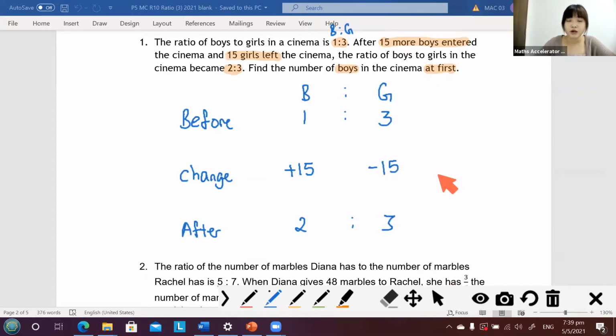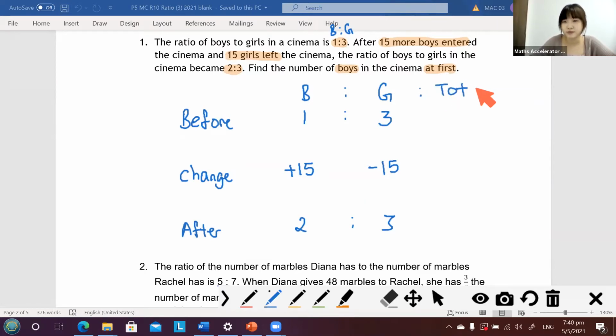So how do you recognize this is a total unchanged question? In the exam, they won't tell you this is a total unchanged question. You have to recognize it yourself. So how do you know? They add 15 to the cinema, and then they minus 15 again. So the total number of people in the cinema must be the same. It didn't change. So you add 15 minus 15, the total shouldn't change.